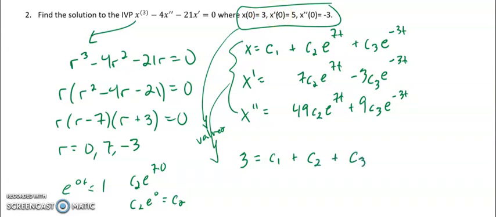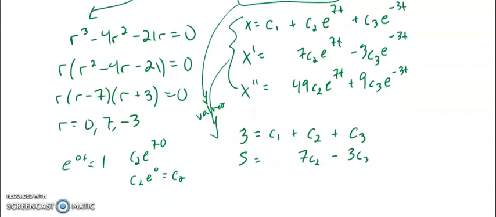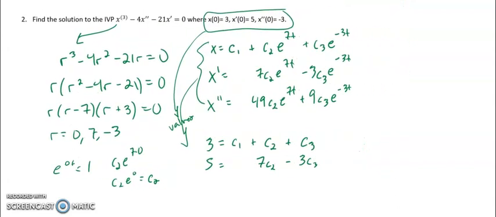The 5 here gives me 5 equals, there's no C1 anymore, but I get 7c2 minus 3c3. For the last one, I get negative 3 equals 49c2 plus, this time, 9c3.